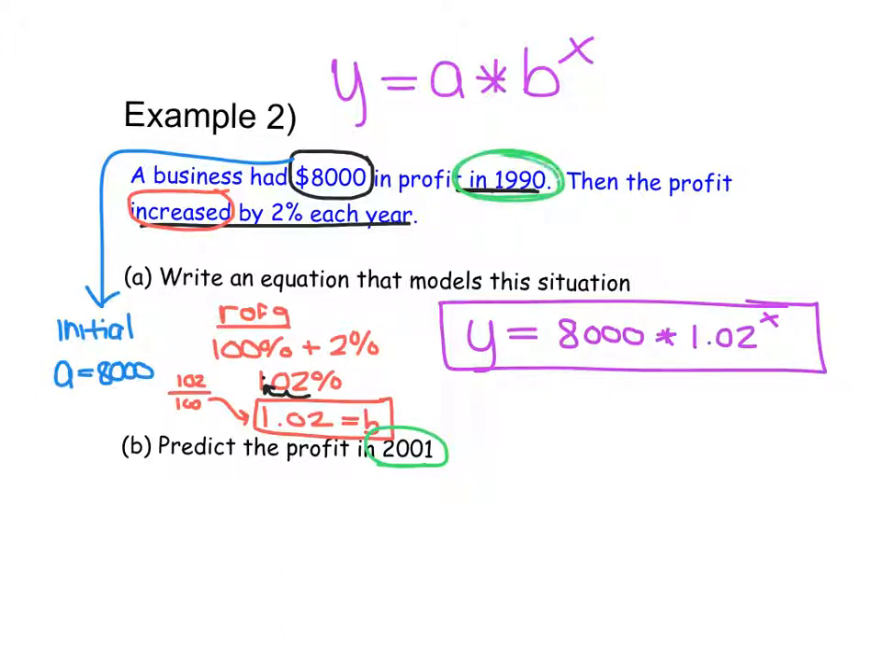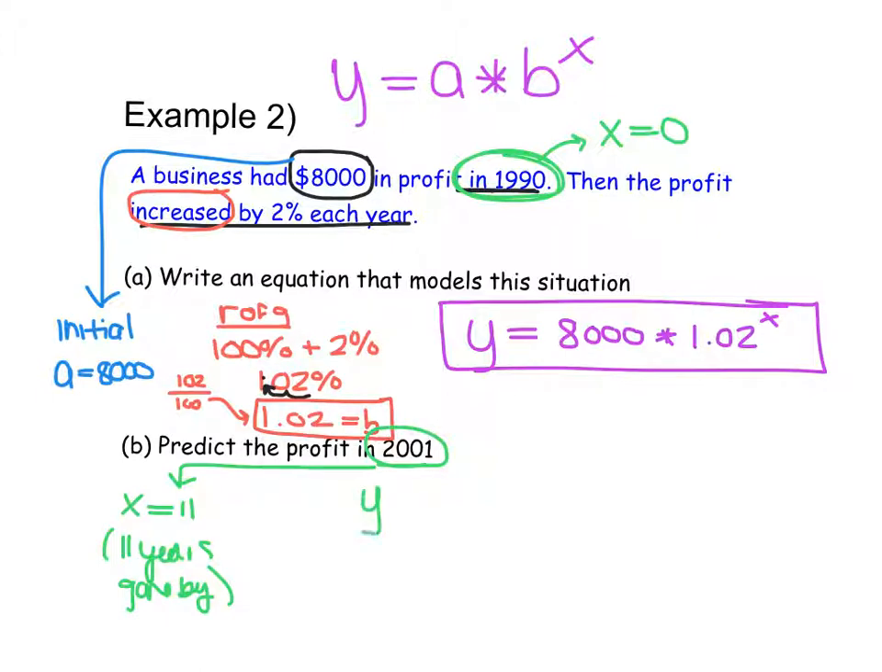Well, I started in 1990, so 1990 is really time 0, or when x is equal to 0. And what that means is in 2001, x is equal to 11, because 11 years have gone by. So now we're going to take our equation and substitute in 11. So we have y is equal to 8,000 times 1.02 to the power of 11.